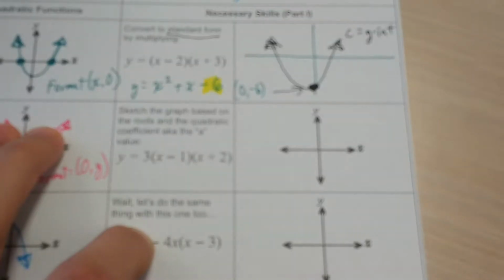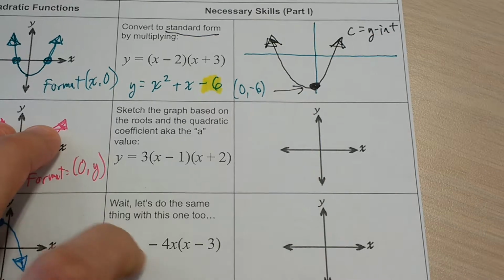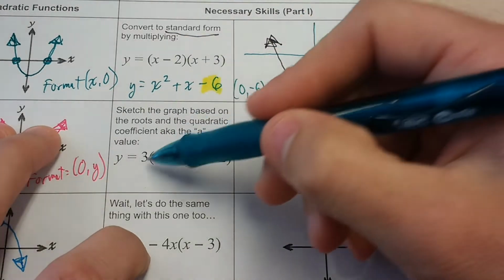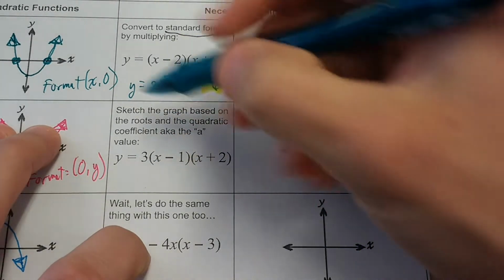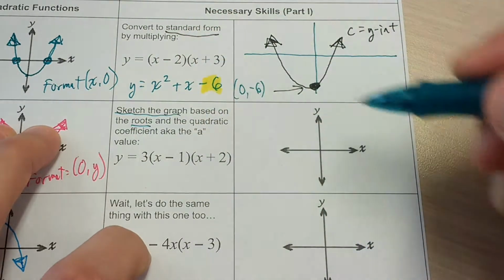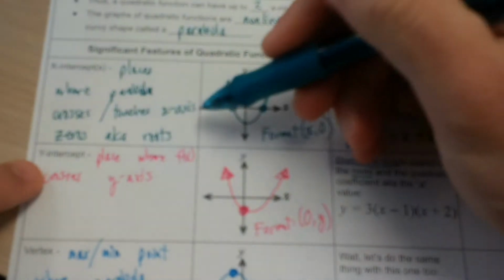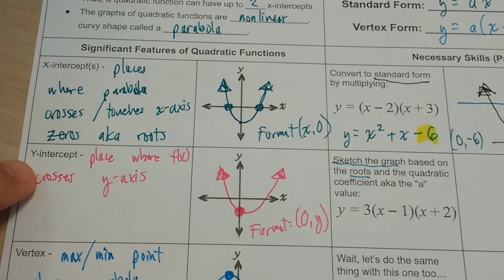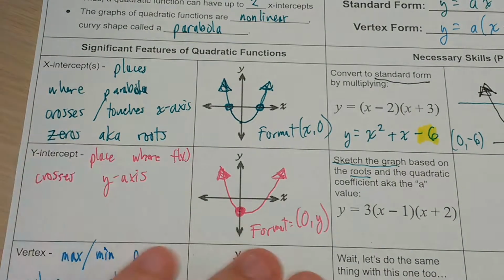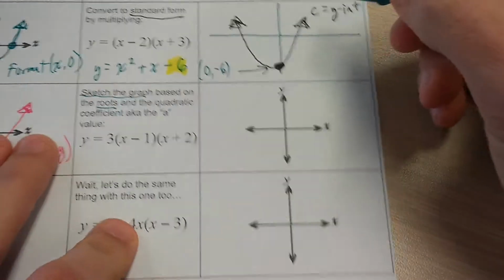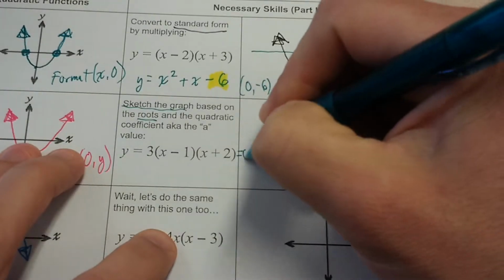All right, moving on from there, sketch the graph based on the roots and the quadratic coefficient, also known as the A value. All right, so what we're going to do, I'm not going to multiply here. They didn't ask me to. They want me to sketch the graph based on the roots. What are the roots? The roots, if you go back, are those x-intercept thingies, also known as zeros. Quick question. Why do you think they call them zeros? Because they are the place, or the values, that make the equation equal to 0.